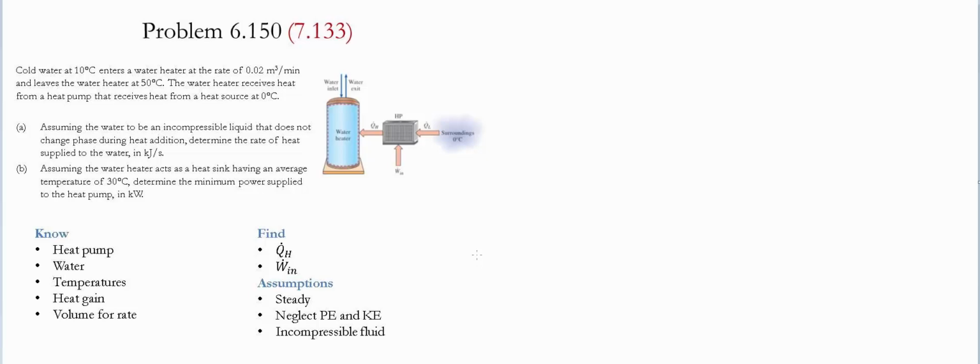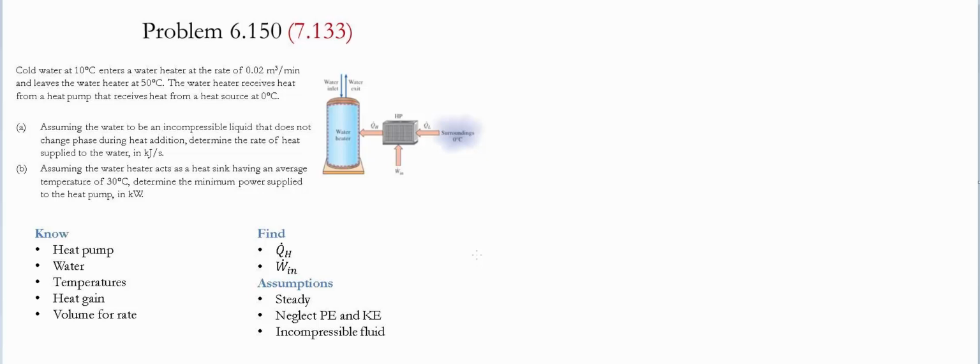Cold water at 10 Celsius enters a water heater at a rate of 0.02 meter cubed per minute and leaves the water heater at 50 Celsius. The water heater receives heat from a heat pump that receives heat from a heat source at 0 Celsius. Assuming the water to be an incompressible liquid that does not change phase during the heat addition, determine the rate of heat supplied to the water in kilojoules per second.